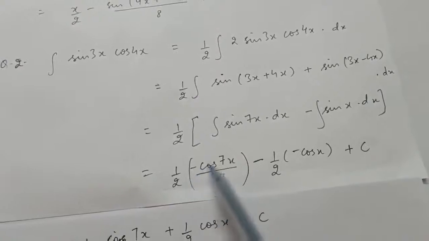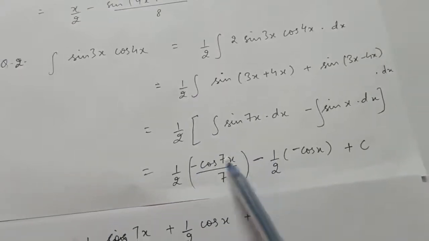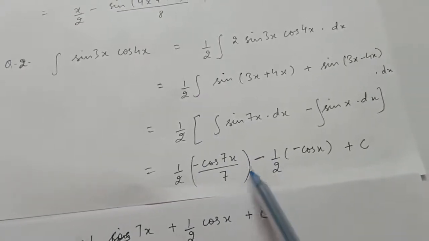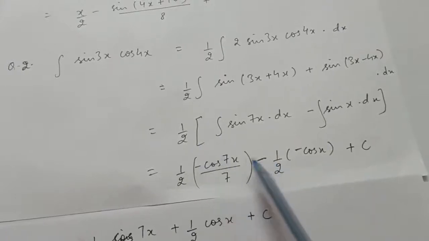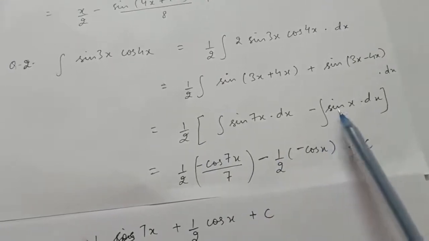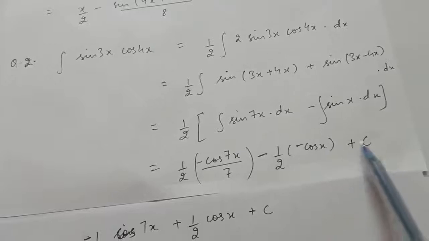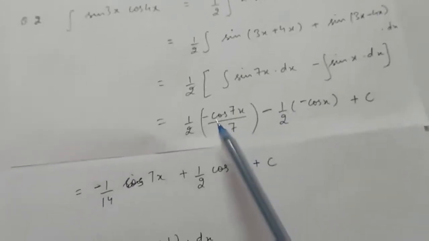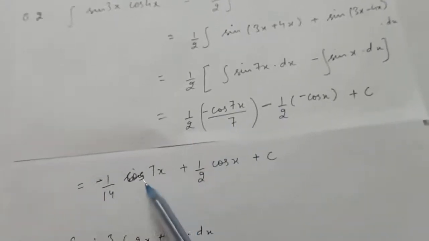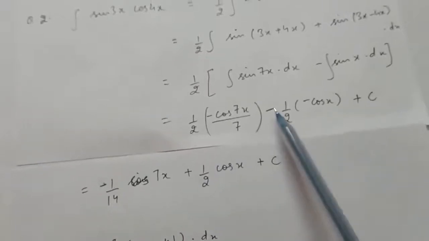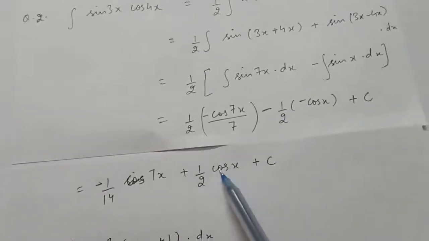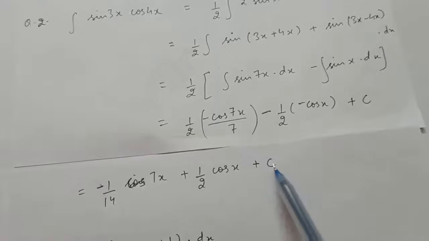Now 1 by 2, this integral will be minus cos 7x upon 7, minus 1 by 2. Integral of sin x will be minus cos x plus c. So solve this, you will get minus 1 by 14 cos 7x plus cos x by 2 plus c.